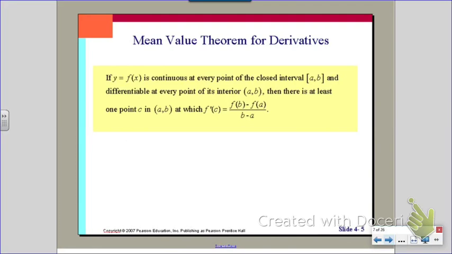So what this tells us is where the derivative, which we know is represented by the tangent slope, equals the secant slope, which is f of b minus f of a over b minus a, we'll have a point that we'll find. The point we're going to label as point c.